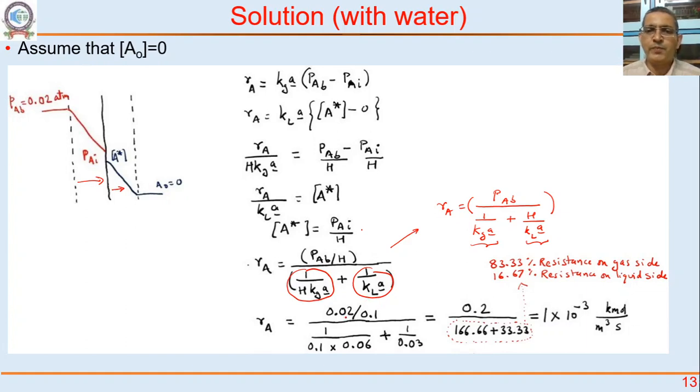Substitute the values 0.02, 0.1, and you will get 1 into 10 raised to minus 3 kilomole per meter cube. Resistance in the gas side 166.66, resistance in the liquid side 33.33, which means 83% of the resistance is in the gas side, 16% of the resistance is in the liquid side. Okay, this is like undergraduate material, physical absorption.